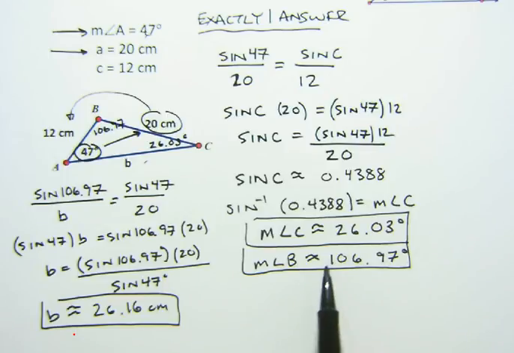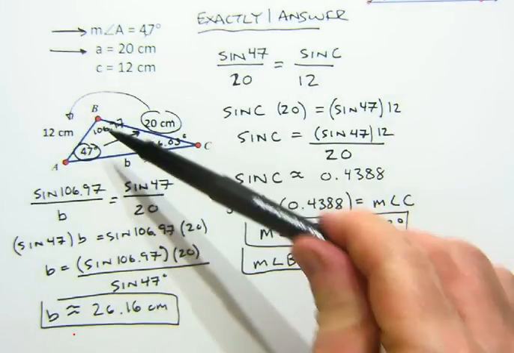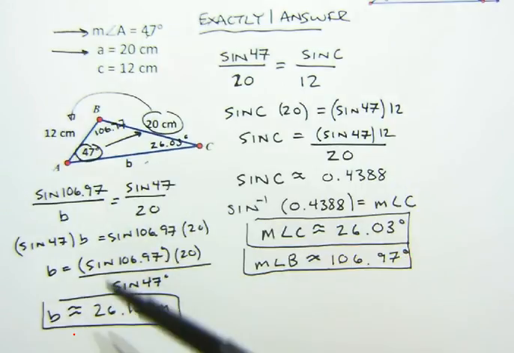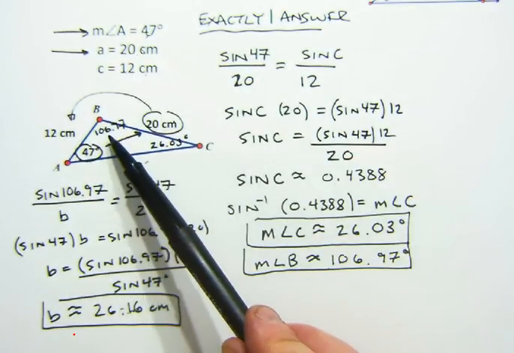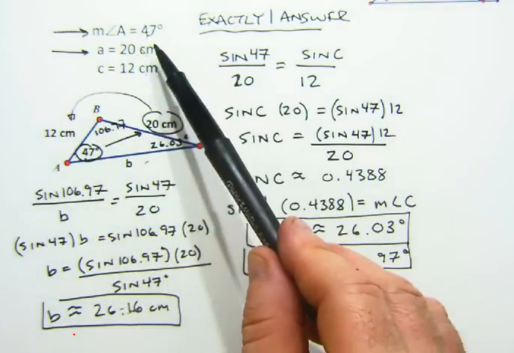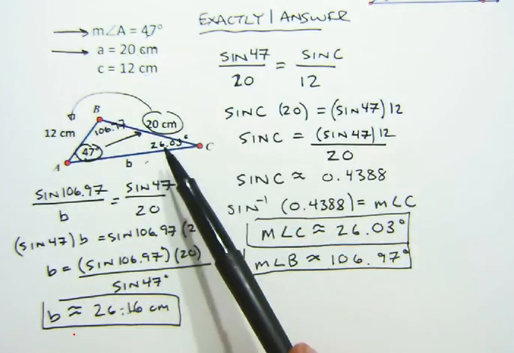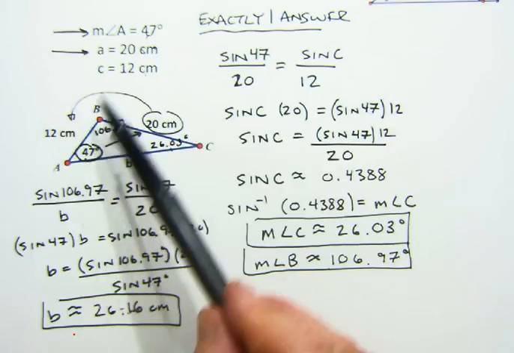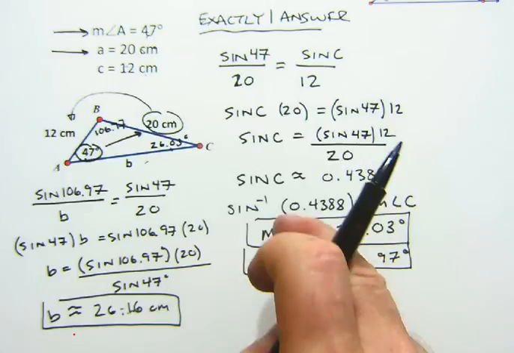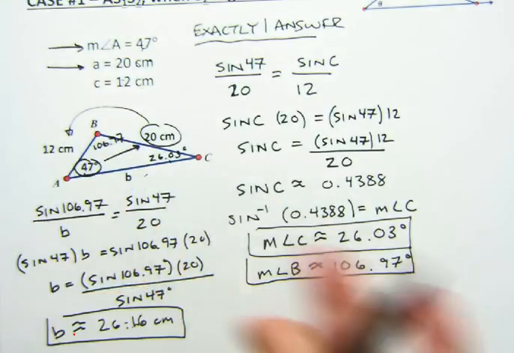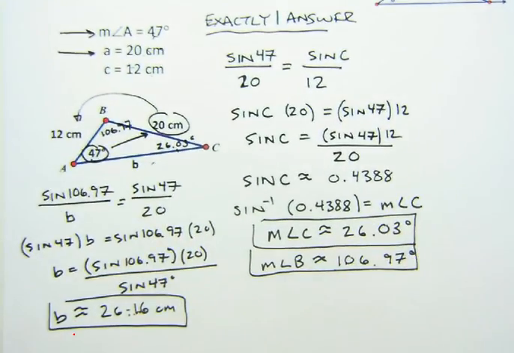Now, one thing I want to show you, just to make sure that this makes sense to you: B is the largest angle, and so the side opposite should be the biggest of the three, which it is. The second biggest angle is 47. It's across from the 20. And the smallest angle is 26, which is across from the 12. So that should work out there. But I've found now all three angles and all three sides. The problem has been solved.